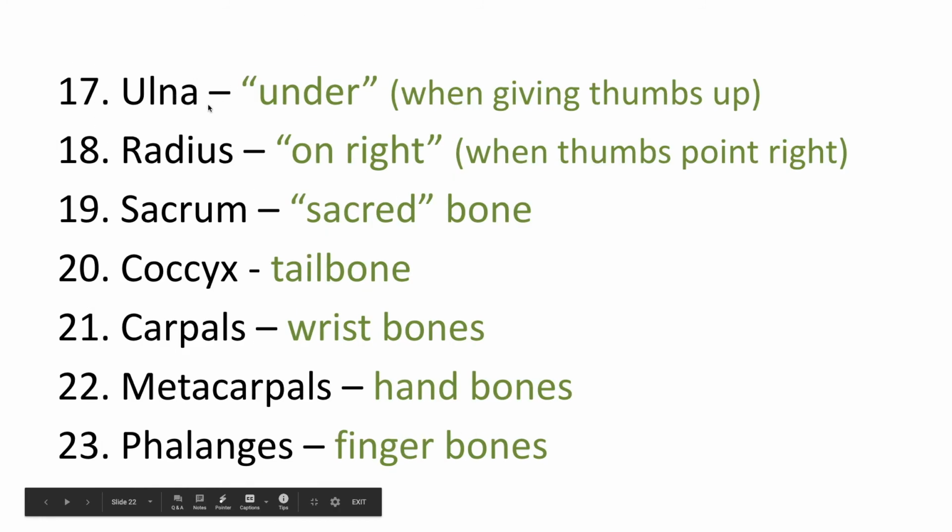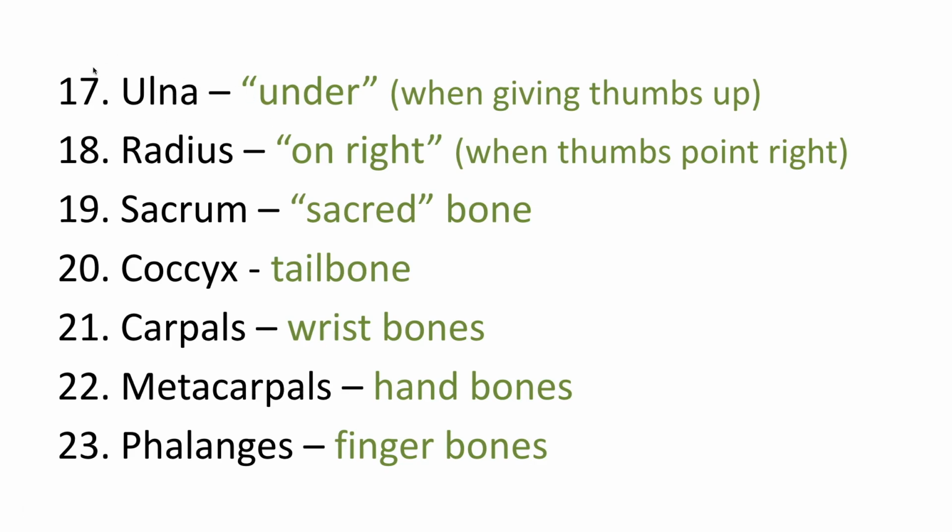You'll also be responsible for identifying your ulna, which is different than the radius. This is one way to remember it. I always like to remember that the radius is your thumb bone. It's the bone that attaches distally, not proximally, to your thumb.